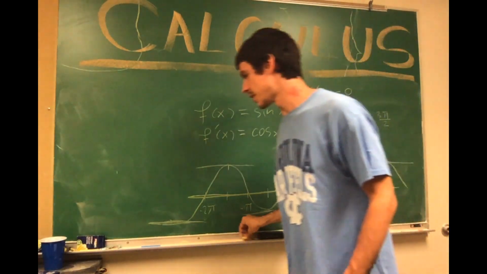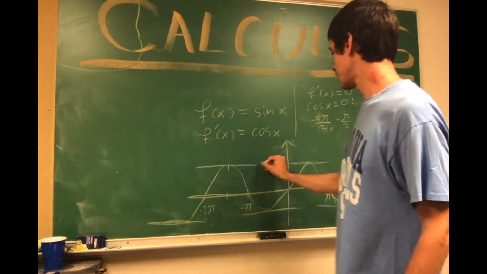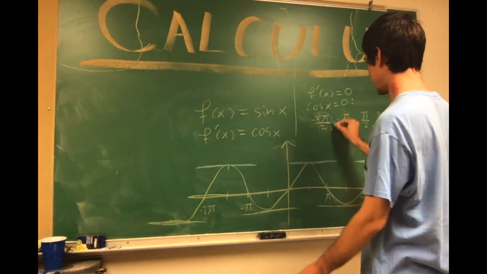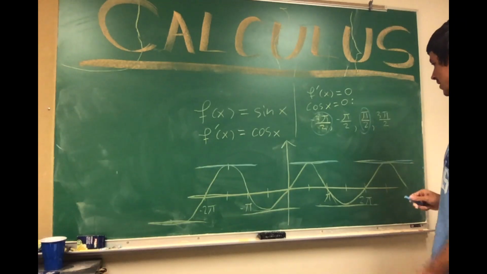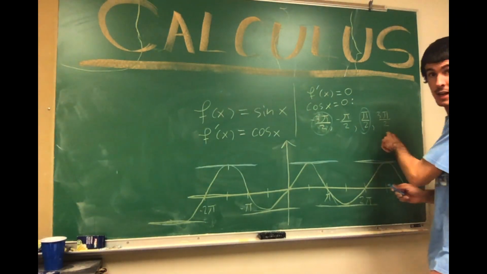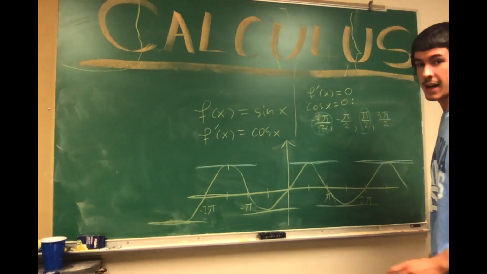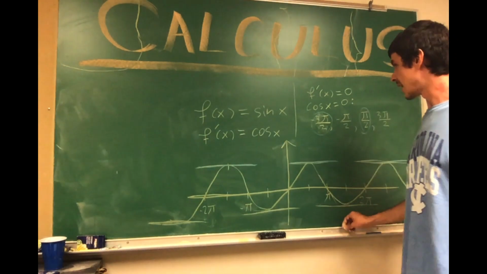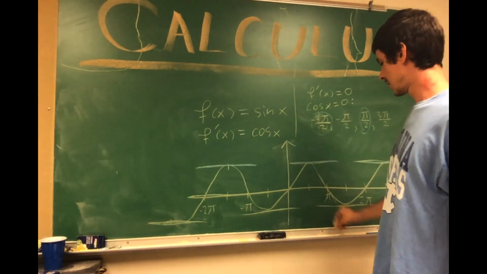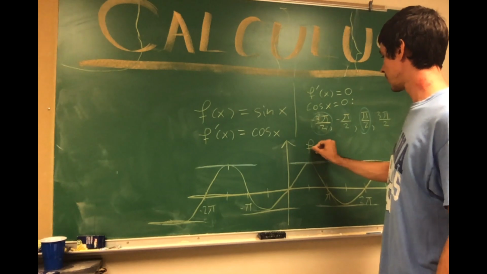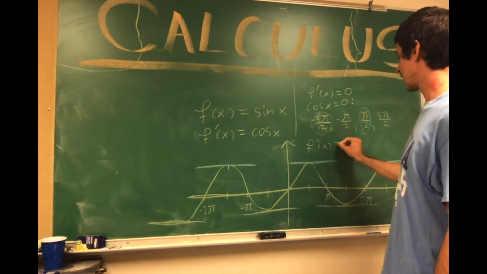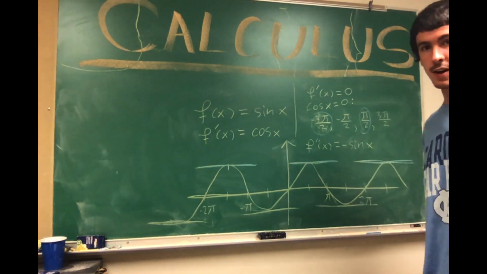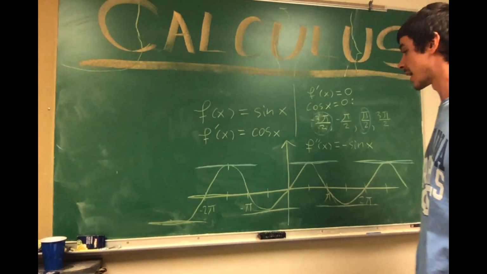But if you notice, only these ones are maxes. The other ones are mins. So this is a max. This is a max. But these ones are actually minimums. And so let's apply the second derivative test. f double prime of x equals negative sine of x. So that's very convenient. It's just the negative of the function sine x itself.